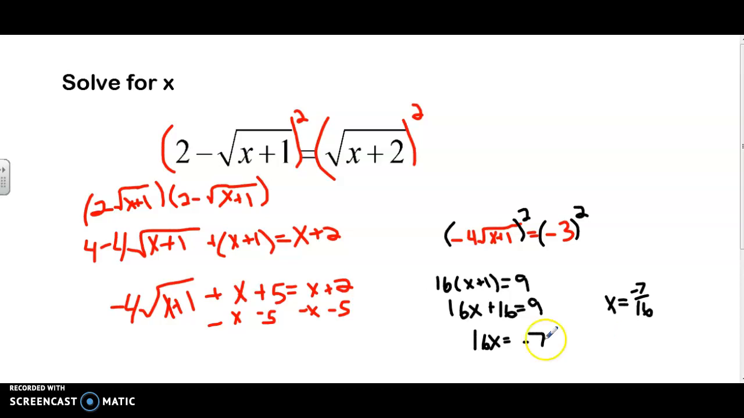So with these ones, a little more complicated. You have to use the FOIL method, and then you have to square twice, which is a little different.